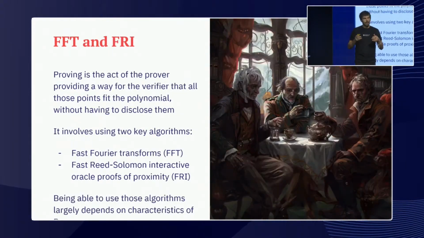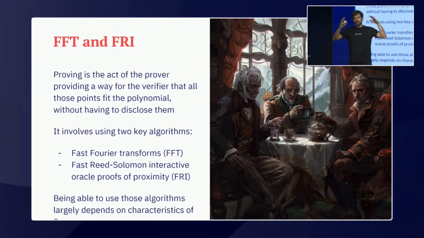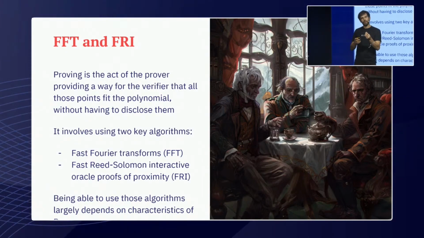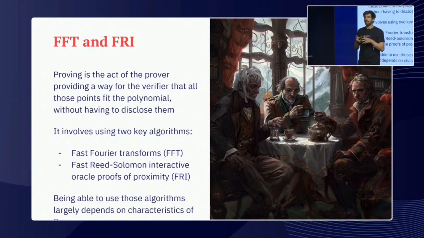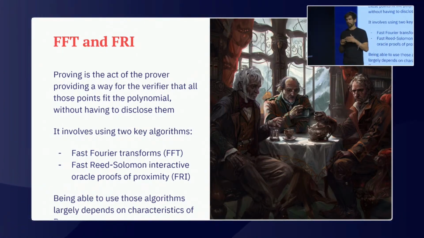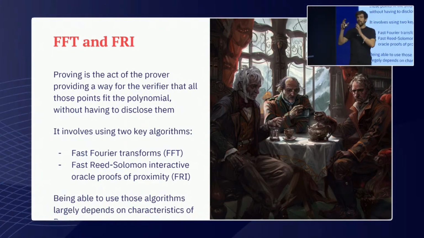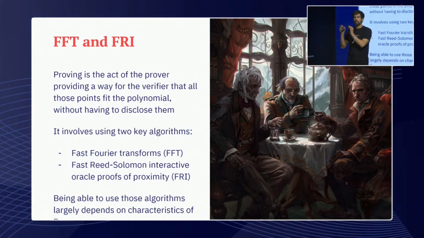Okay? Now, you've run your program, you've generated a set of numbers. Proving is really the act of the prover convincing the verifier that all of those points fall on the polynomial without having to disclose all of those points, or without the verifier having to verify all of those points. This is where the asymmetry comes from, right? The prover has to execute everything at its stage. The verifier doesn't. It just has a part of the information.